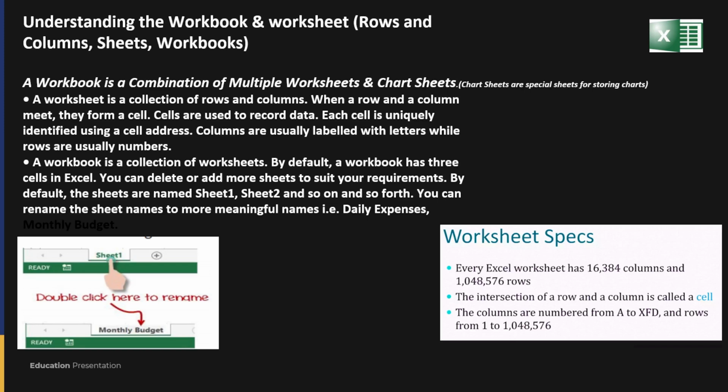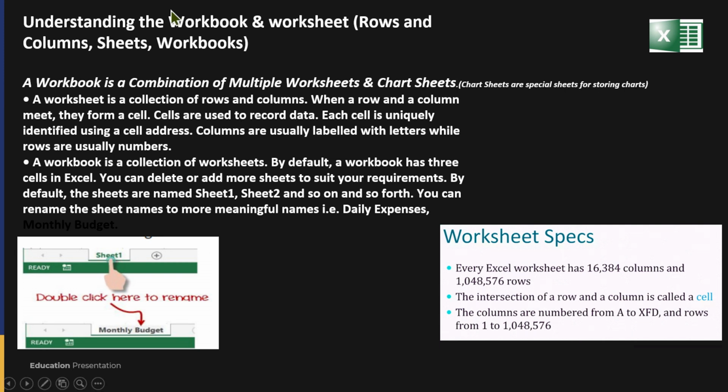A worksheet, if I say it in simple words, is a combination of rows and columns. Over here, when a row and column meet, they form a cell. Cells are used to record data. Each cell is uniquely identified by the address that we have. Columns are usually labeled with letters while rows are usually numbers.